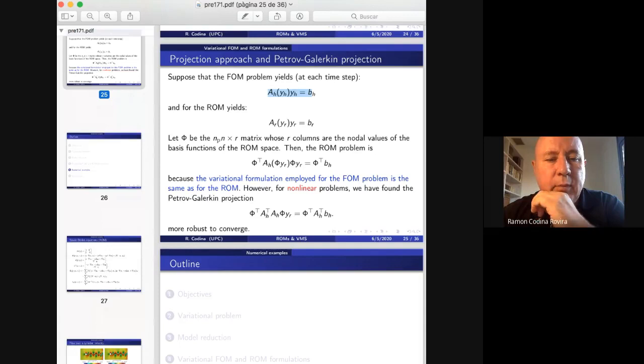Instead of multiplying that, or projecting that, by matrix phi, which is the matrix of generalized eigenvectors, you multiply it by A phi, or A transpose and phi transpose, okay? But the solution is again the same. It is obviously the same in the limit, not in the reduced space. In the reduced space, there is an error associated to the number of modes that you take.